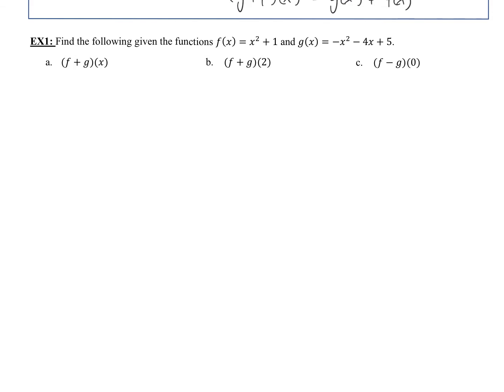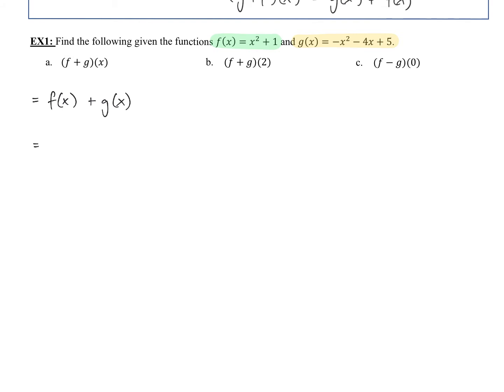Let's take a look at example 1. Find the following given the functions f of x equals x squared plus 1 and g of x equals negative x squared minus 4x plus 5. So let's see, what do we have here? For a, we have (f + g)(x). So rewriting this, we know that this is supposed to equal f of x plus g of x.